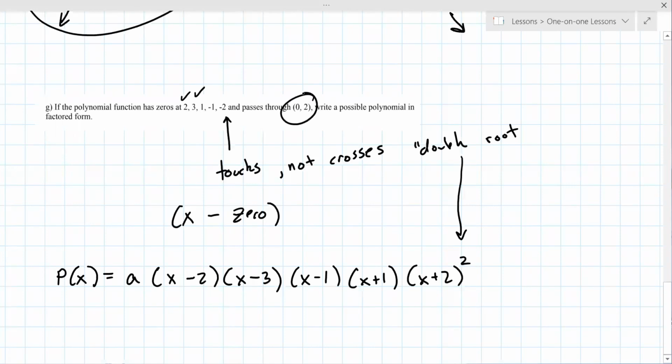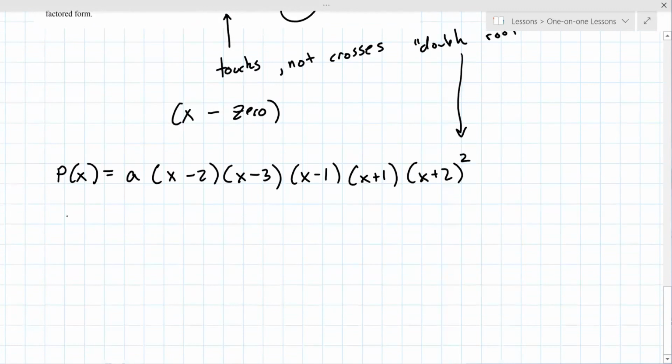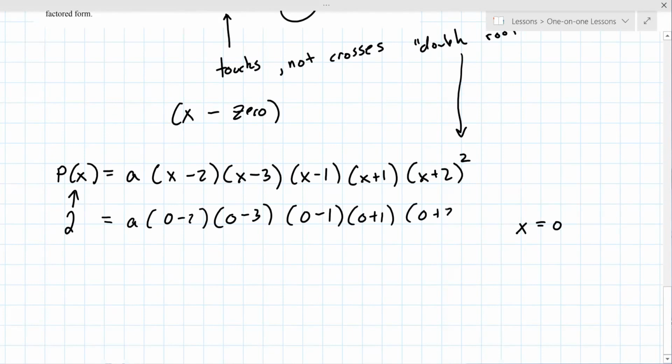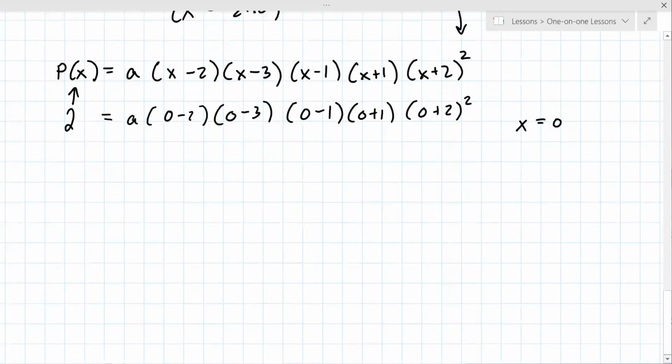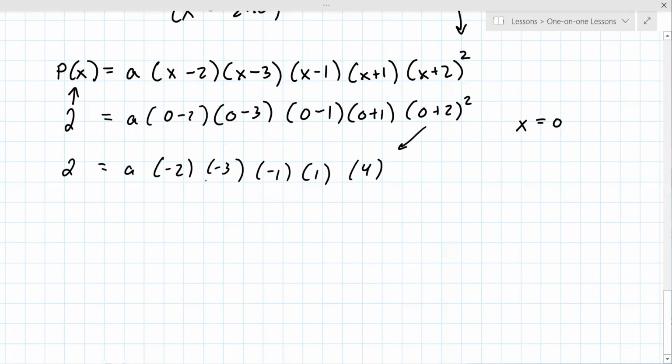Now it goes through this point, (0, 2). That means that this is 2, and that you're going to evaluate for x equals 0. So it ends up being 0 minus 2, 0 minus 3, 0 minus 1, 0 plus 1, 0 plus 2 squared. Okay, so simplifying here, on the left, you're going to get -2, -3, -1, +1, and then 2 squared is 4. So we have to calculate this. This is 6, this is -6, -24. So I get 2 equals a times -24.